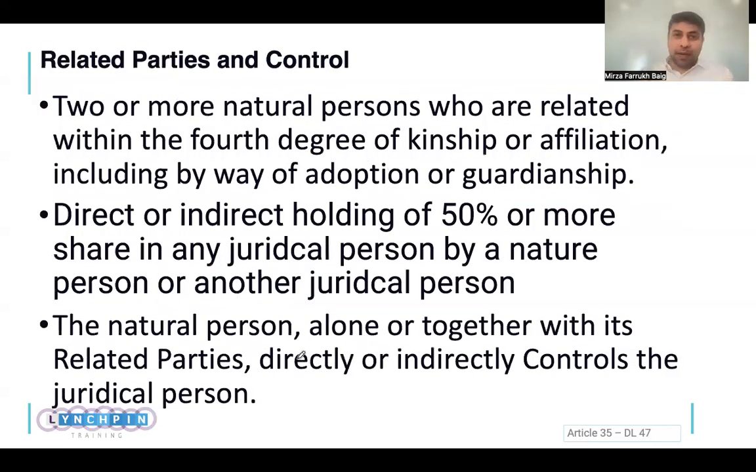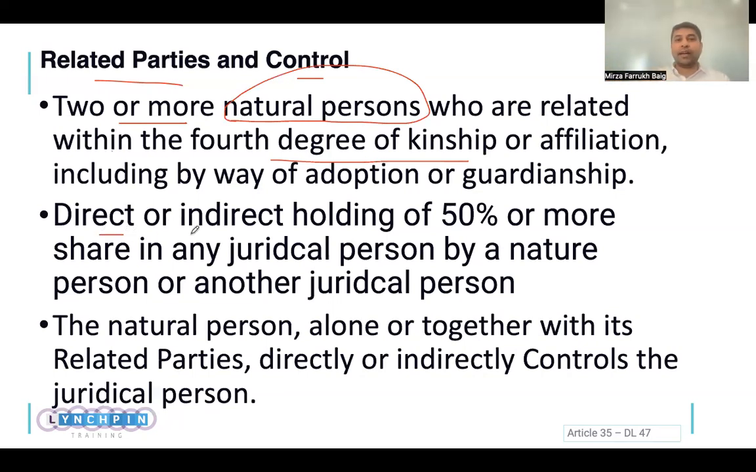Now, who can be considered as related entities? Here we are not referring to tax group or qualifying tax group. It's not like this. Any two or more national persons who are related within fourth degree of kinship or affiliation. This is all about national persons. So father, son, probably son's son, and so on and so forth.